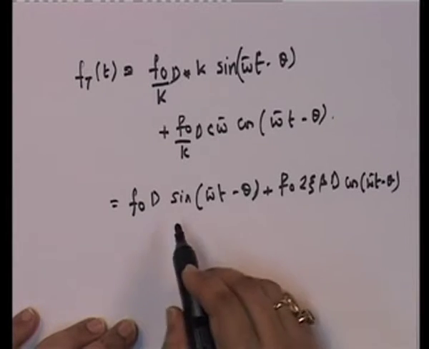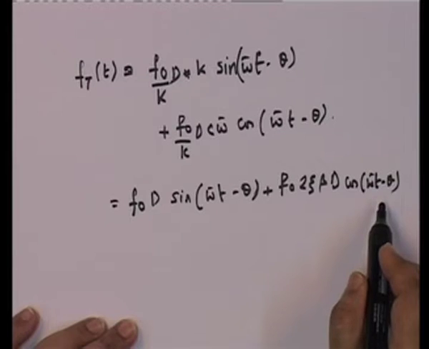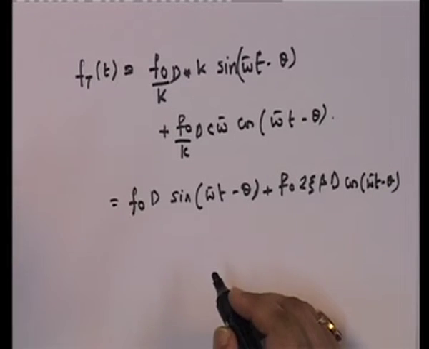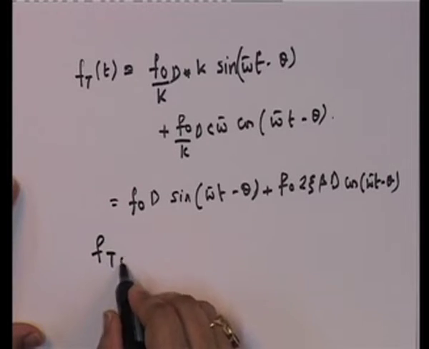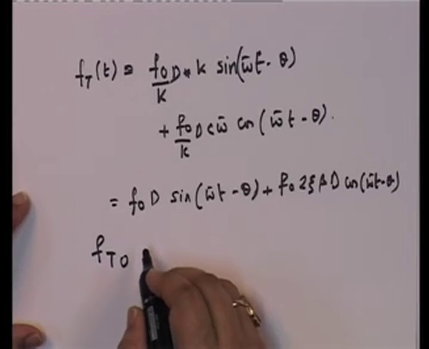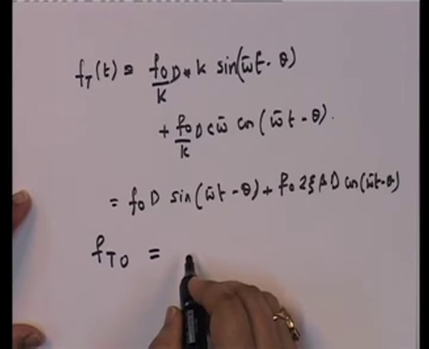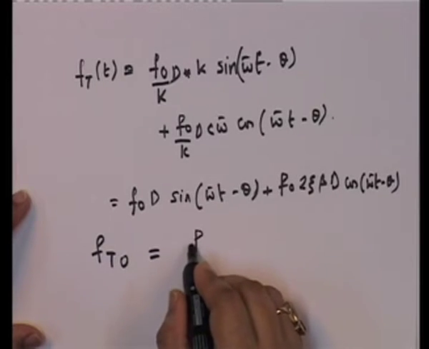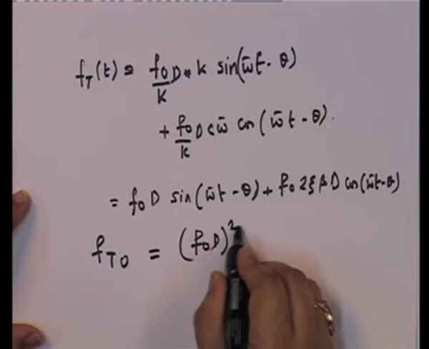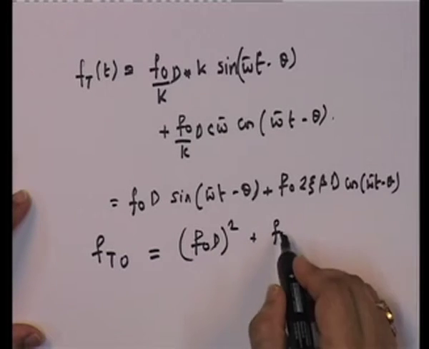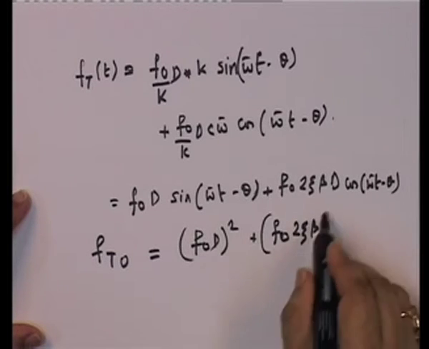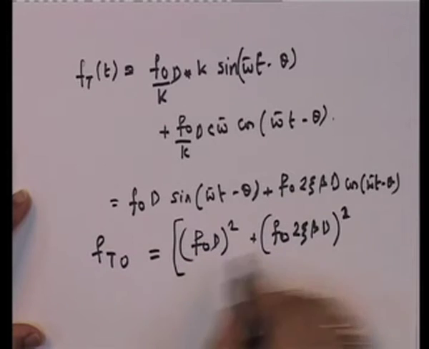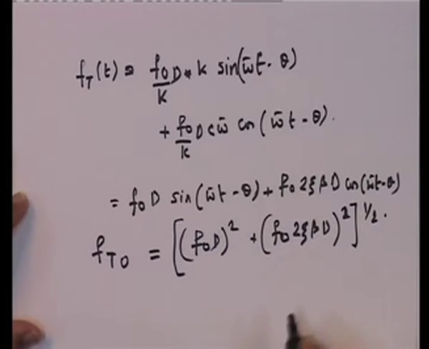So, if I have sine x and cosine x, what is the amplitude? It is very easy. The amplitude, F t 0, is equal to the square root of F0 D the whole squared plus F0 2 xi beta D the whole squared. That is the amplitude.